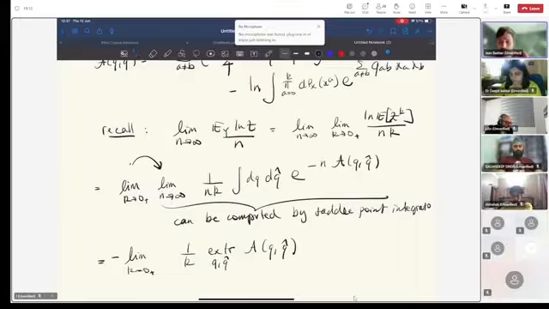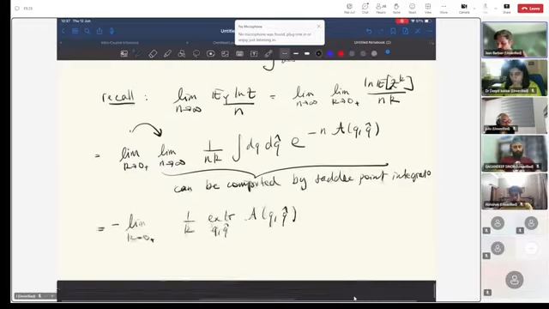Okay, so there is no more n. We got rid completely of n now. It's a variational problem that we need to solve over scalar variables. Okay.